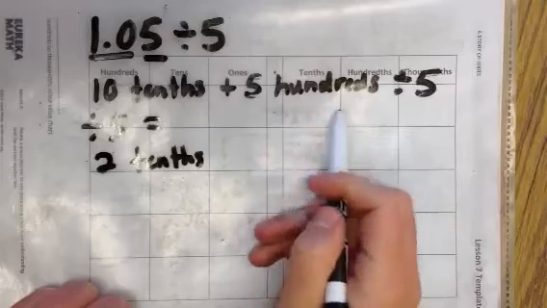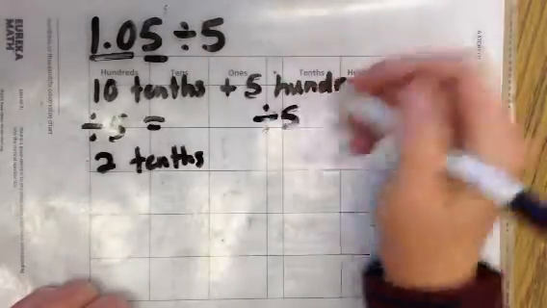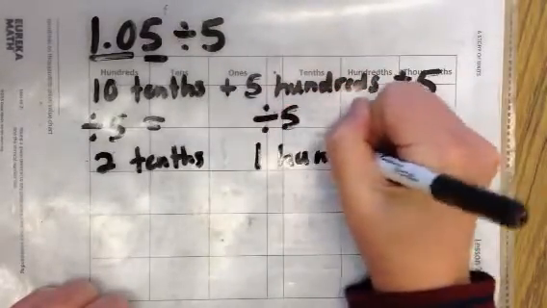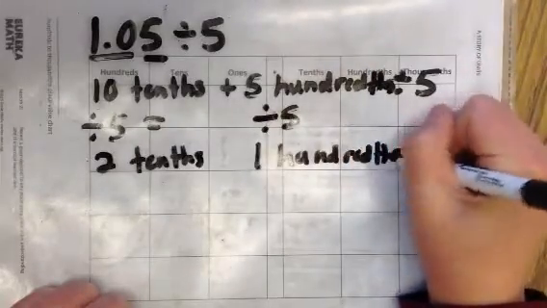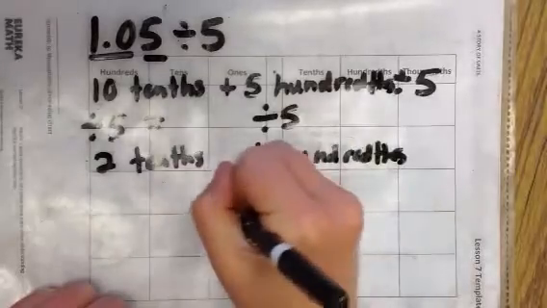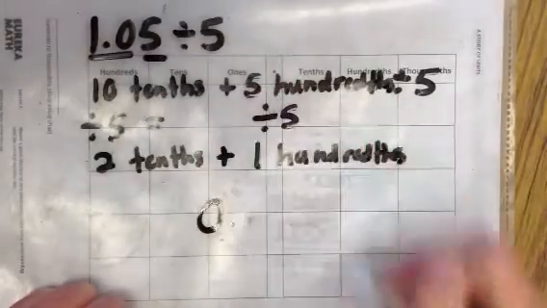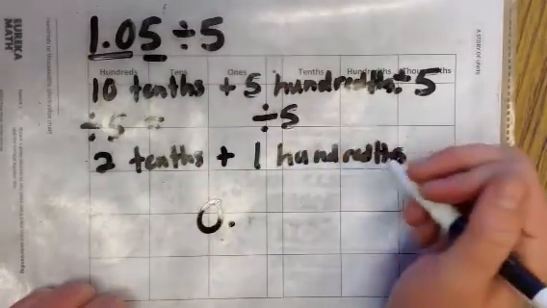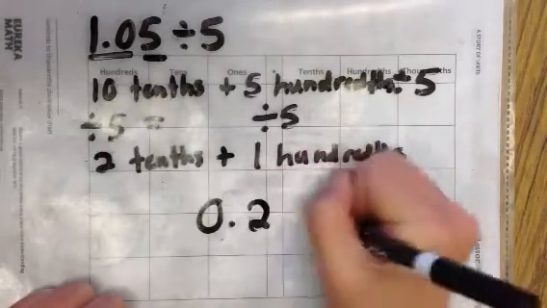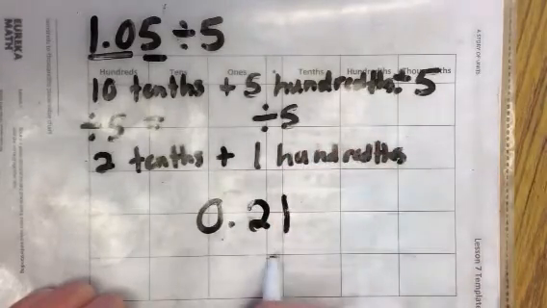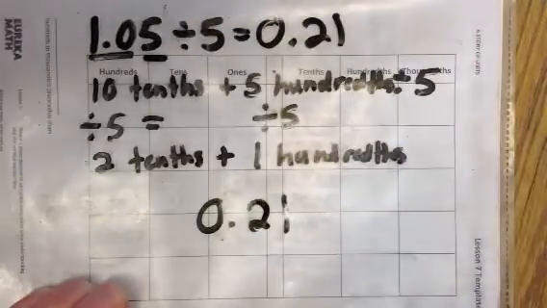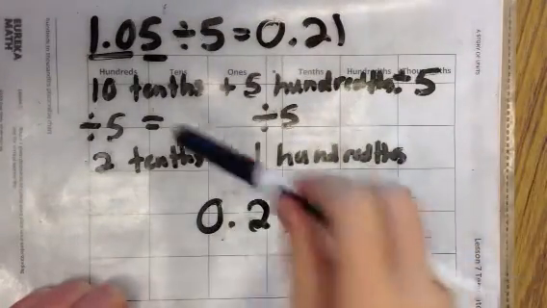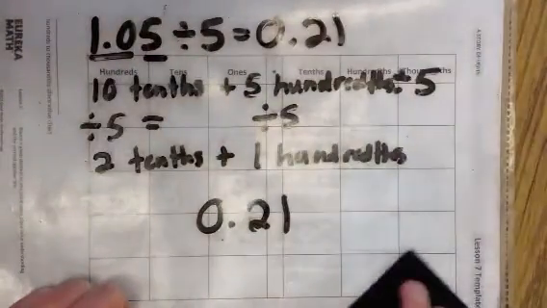And if I divide 5/100 by 5, I know that I'm going to have 1/100. Oh, make sure that's hundredths, not hundreds. So I know that my answer is going to be 2/10 plus 1/100, 0.21, 0 and 21/100. So whatever way that you can decompose this into unit form that makes the most sense for your problem, that is totally fine.